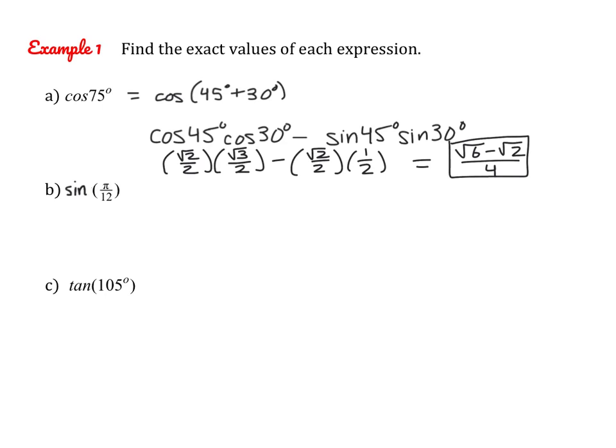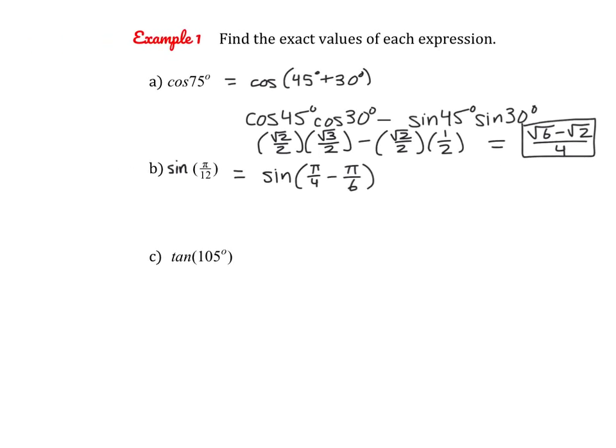Okay, now let's try this next one. Here we have the sine of pi over 12. So again, we have to come up with a way that we can add or subtract two angles that we know to get pi over 12. So I say, oh, okay, well, pi over 12 we can get by doing pi over 4 minus pi over 6. And if you need to on the side, you can rewrite these with a different denominator. So we know that pi over 4 is 3 pi over 12, and pi over 6 is 2 pi over 12. If we subtract these two, then it gives us 1 pi over 12.